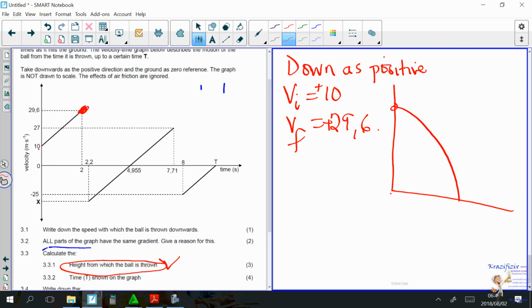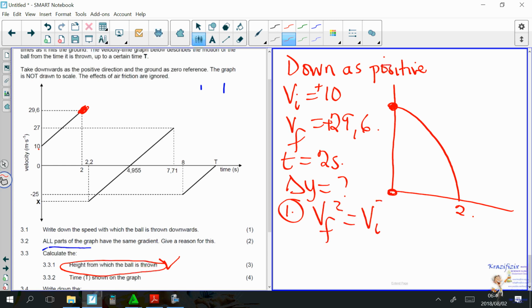Between the time from where it was thrown to the ground, I'm dealing with just this section. And this time frame is 2 seconds. I'm looking for height, which is delta y. Now, this is where you run to your formula page and get the correct formula. If you go to your formula page, you can actually use any. Let's try option 1. Vf squared equals Vi squared plus 2a delta y. Can we use this? Yes.